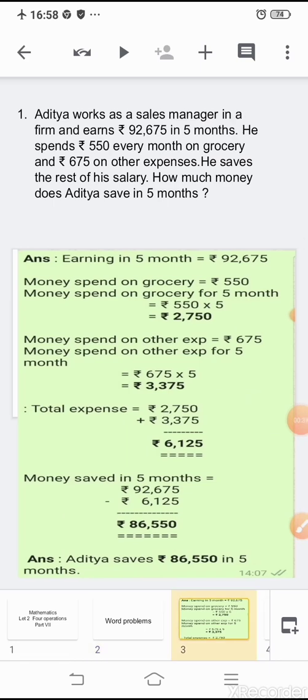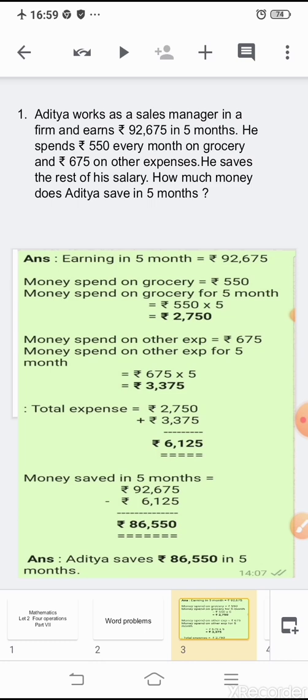Yes, now the first word problem, that is: Aditya works as a sales manager in a firm and earns rupees 92,675 in 5 months. He spends rupees 550 every month on grocery and rupees 675 on other expenses. He saves the rest of his salary. How much money does Aditya save in 5 months? Now children, this is your sum.